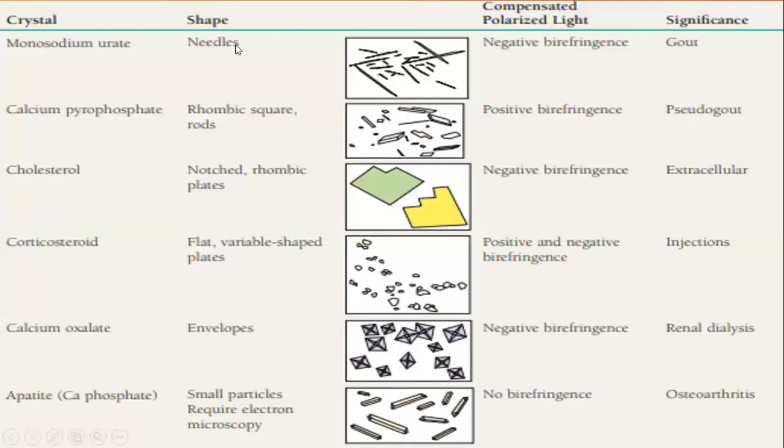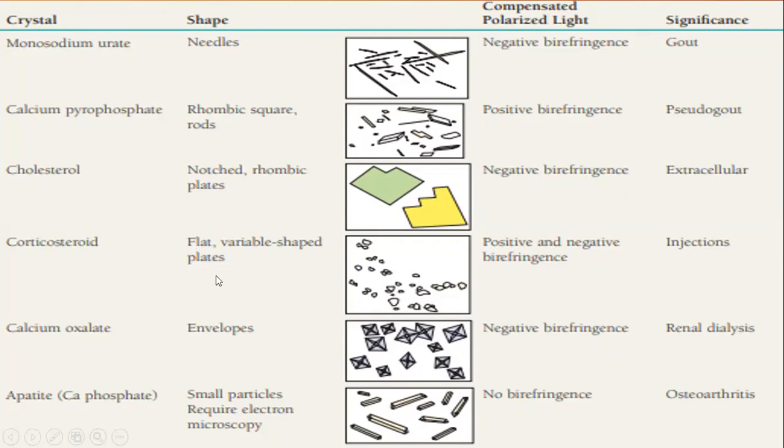So these are common crystals that we get to see during crystal identification in synovial fluid analysis. Your monosodium urate crystals would appear as needles with negative birefringence, usually seen in gout. Your CPPD crystals would appear rhombic, square, or rods with positive birefringence, seen in pseudogout. Your cholesterol crystals would appear as notched or rhombic plates with negative birefringence, usually found extracellular.